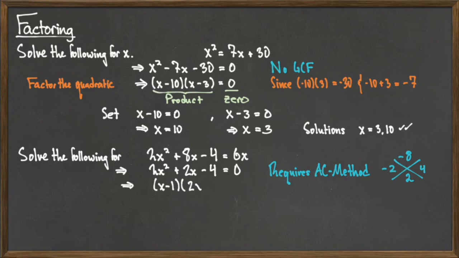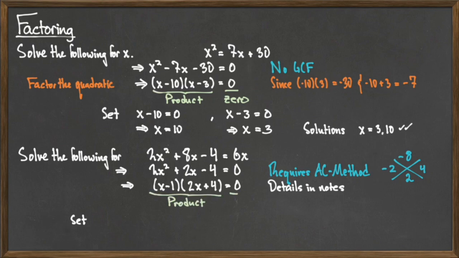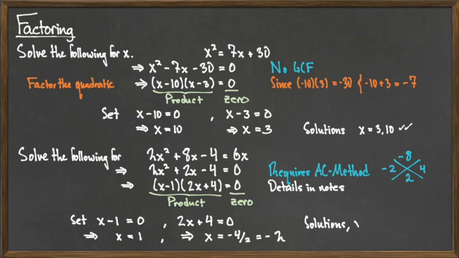The factor by grouping details are posted in the notes, but we're going to get the factorization of x minus 1 times 2x plus 4. Right now the posture of this equation is good because I have a product on the left-hand side and 0 on the right. This means I can split it into two linear equations, x minus 1 equals 0 and 2x plus 4 equals 0.